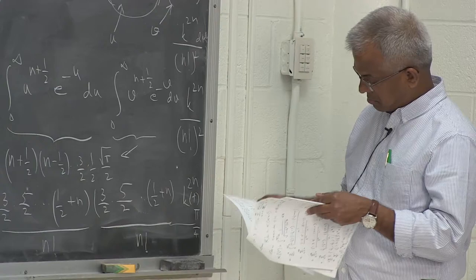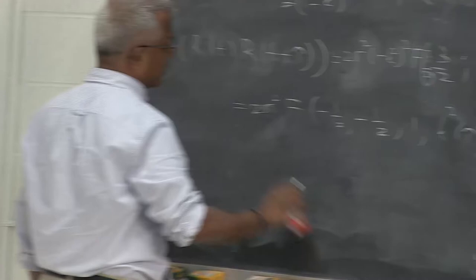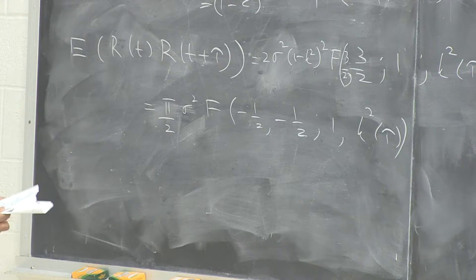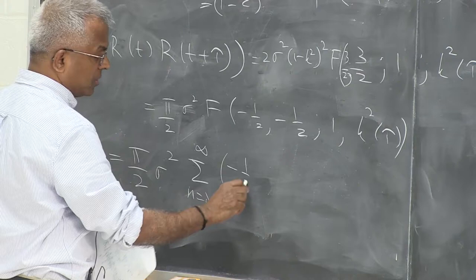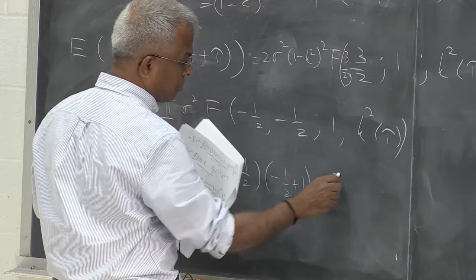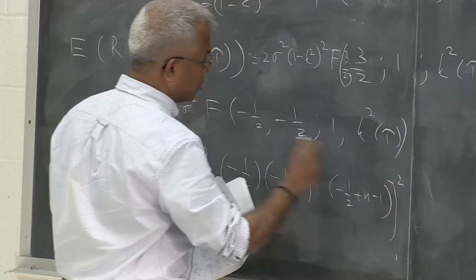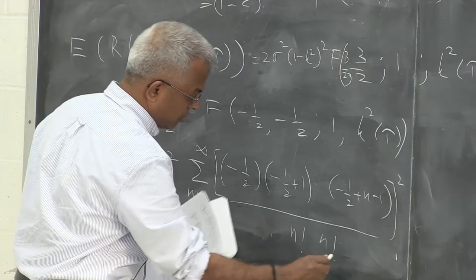So when you multiply by the pi by 4, this in fact becomes pi by 2. So with this, if I substitute for the f term, this becomes pi by 2 sigma squared, summation n equal to 0 through infinity, minus half plus 1, etc., minus half plus n minus 1. This is twice because of this, divided by n factorial, k to the power 2n.